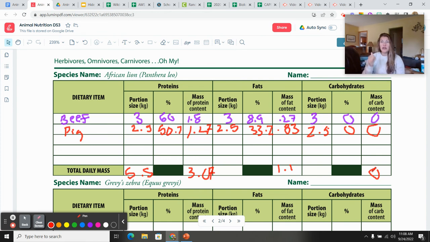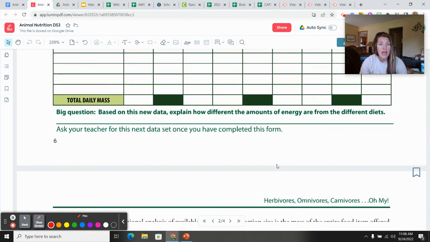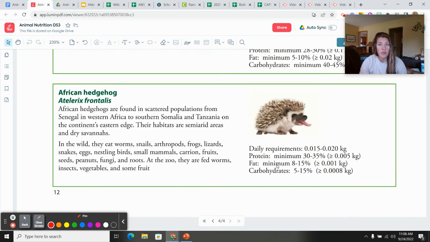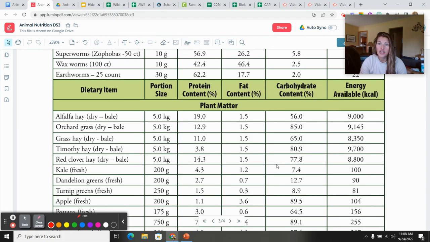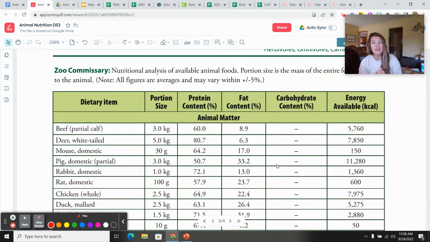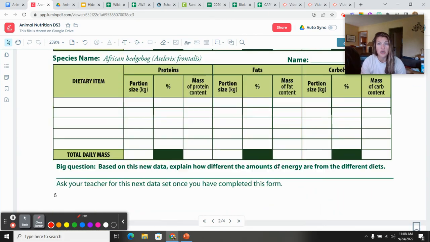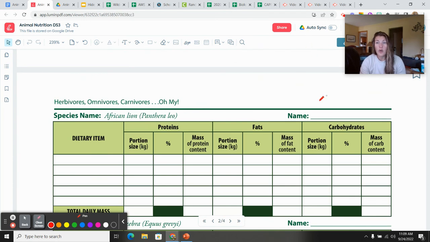Okay. So for each of the diets for the animals, at least 2 food things, and do the diet for at least 2 of the animals. And then when you are done with that, you can get your final sheet that is the part of this that is actually going to be graded. So I hope this helps a little bit with some of the math, and have fun with it.